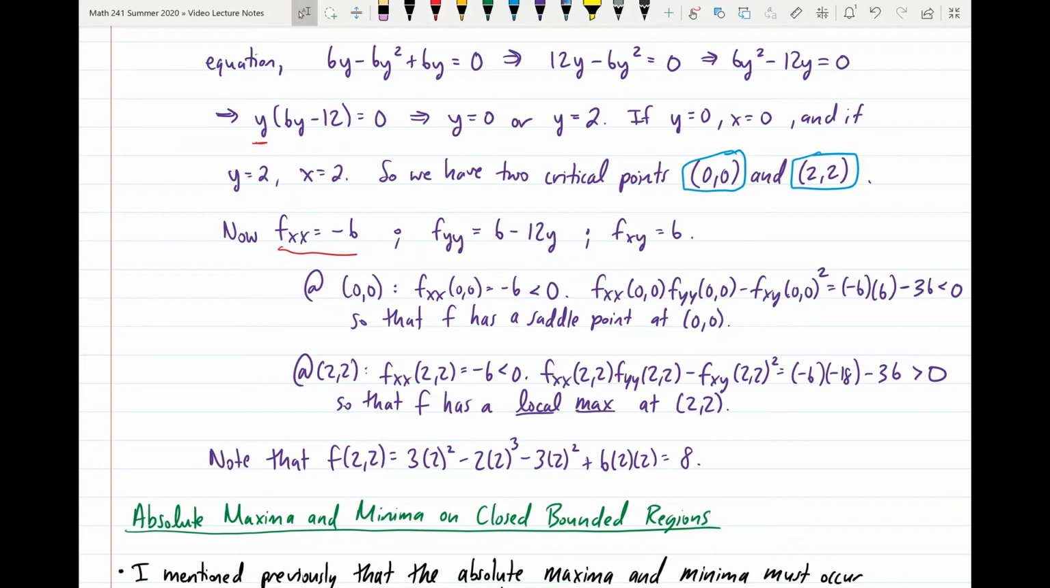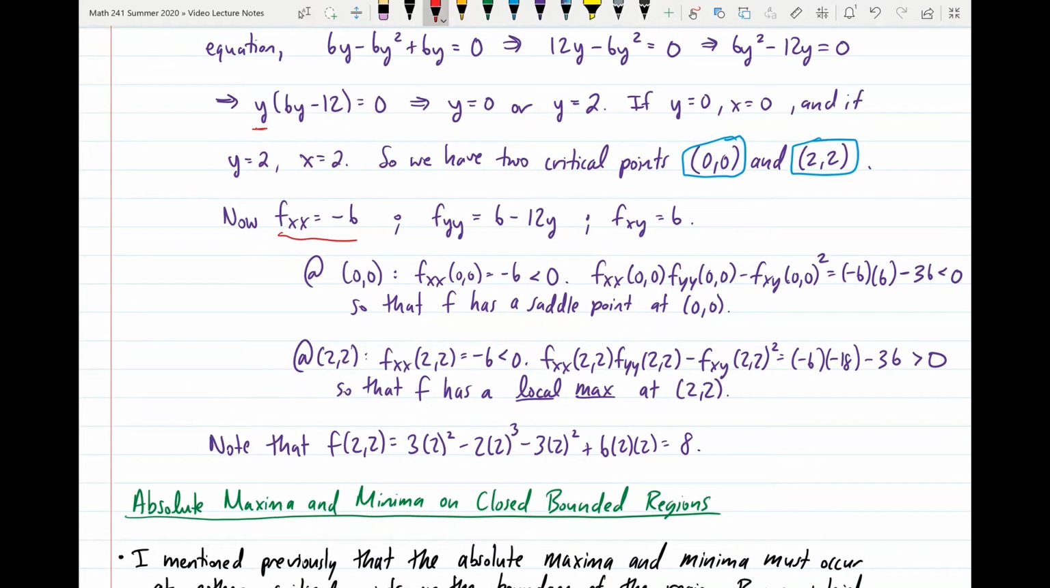And f sub xx at 0, 0 times f sub yy at 0, 0 minus f sub xy at 0, 0 squared, or just the discriminant at 0, 0, is equal to minus 6 times 6, minus 36, and this is going to give us minus 72, which is less than 0. So here the discriminant is going to be less than 0. And because the discriminant is less than 0, regardless of the value of f sub xx at 0, 0, we know that we have a saddle point. So this point fits into case 3 in our second derivative test.